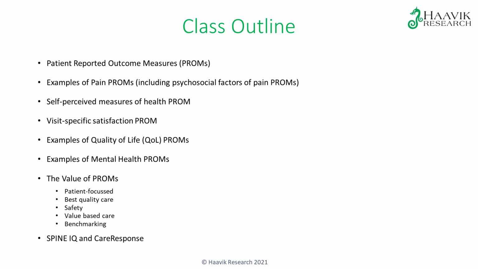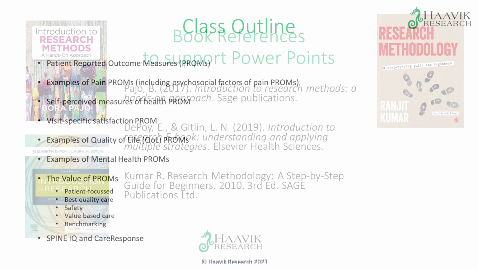And then finally, I want to end up having a little chat about two different organizations or groups, one called Spine IQ and one called Care Response. These are organizations that are trying, on a larger scale, for chiropractors to collect patient-reported outcome measures and what we can get out of doing that collectively. So that's what we'll be covering in today's class.